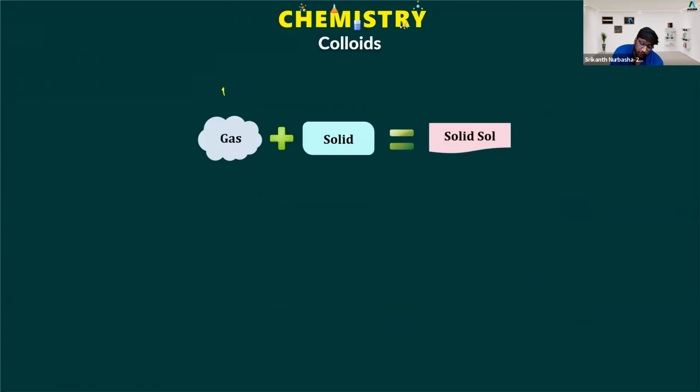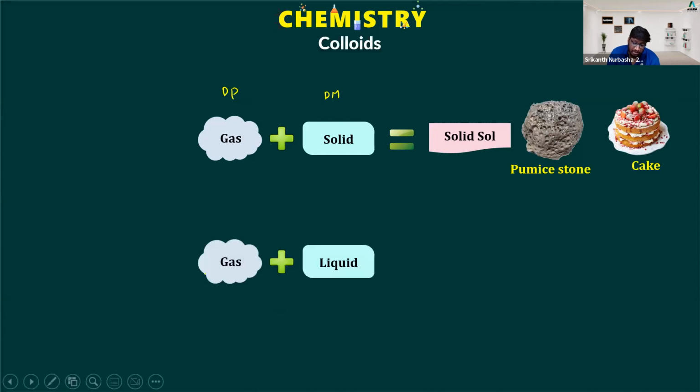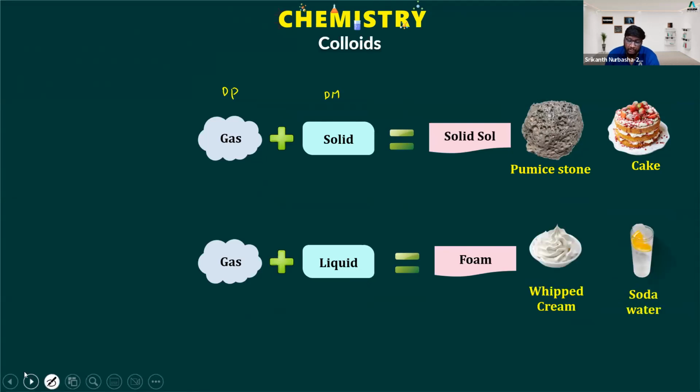Again, dispersed phase gas, dispersion medium solid. Gas in solid will be a solid sol. Example, you can take a pumice stone, cake. Dispersed phase gas, dispersion medium is liquid. You can have foam, like dispersion medium is liquid, dispersed phase is gas. Under that condition, you can have whipped cream, soda water. All these are the examples.